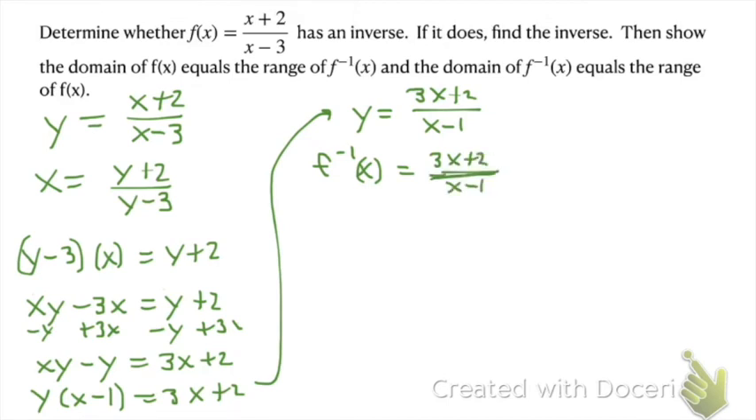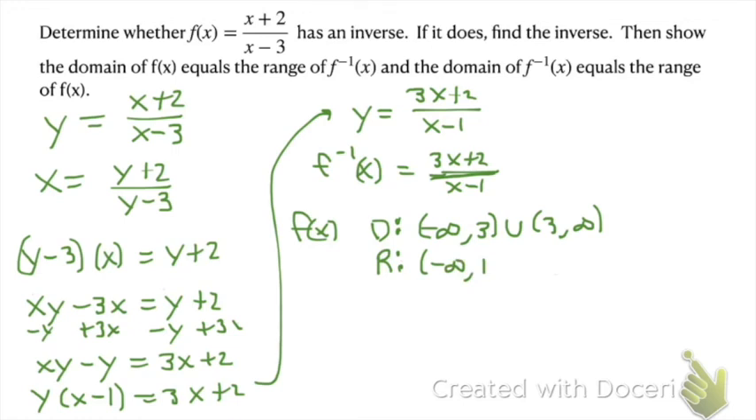Now we need to do our domain and range. So f of x, what's my domain? What's my range? The domain, we cannot have x equal to 3 for the domain of our initial function. So we have negative infinity to 3 union 3 to infinity. Again, if we put in 3, our denominator goes to 0. We can't divide by 0. So for our range, if you look at a graph, we have negative infinity to 1 union 1 to infinity.